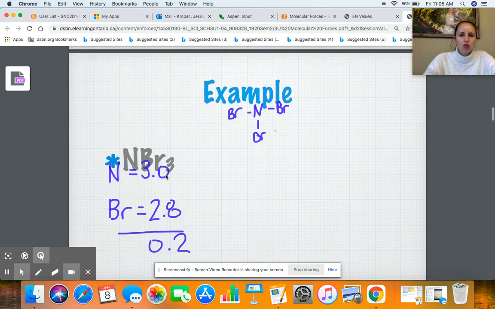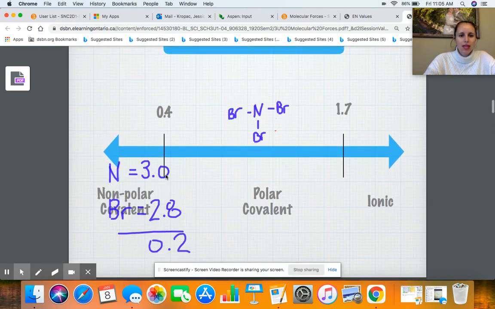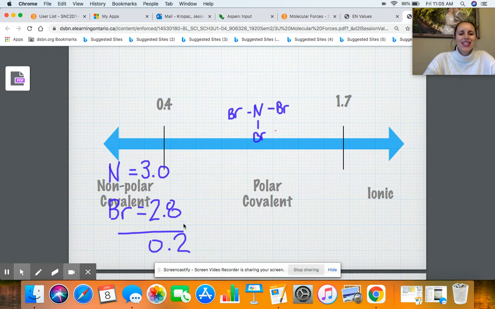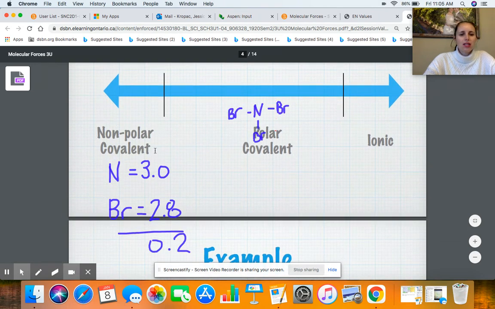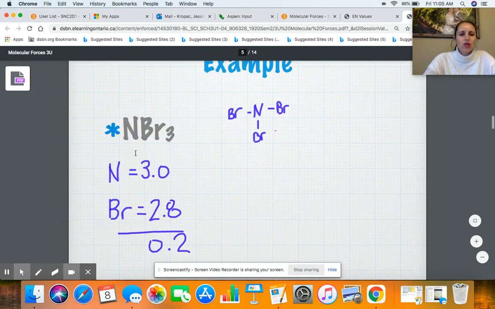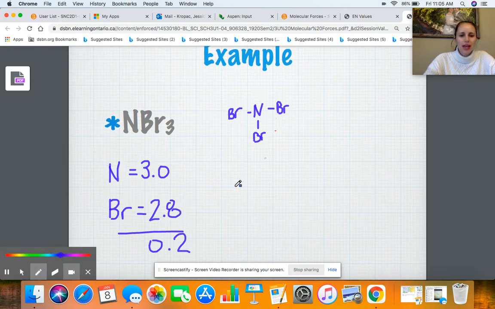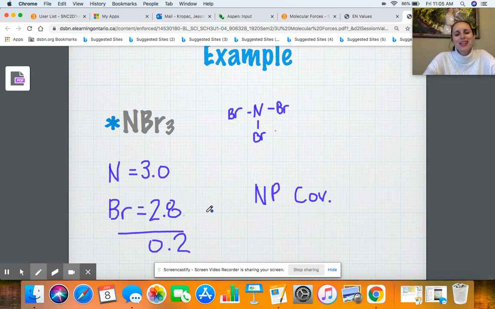If I scroll back up here, oh, my numbers came with me. That's fun. If I scroll back up here, 0.2 falls in this part of the number line. Since 0.2 falls in this part of the number line, we would classify it as nonpolar covalent. So for nitrogen tribromide, our final answer would be that this is nonpolar. Instead of writing nonpolar, I'm just going to write NP, and cov, because you don't want to see me use this weird pen to write that entire thing out. This is an example of a nonpolar covalent bond.